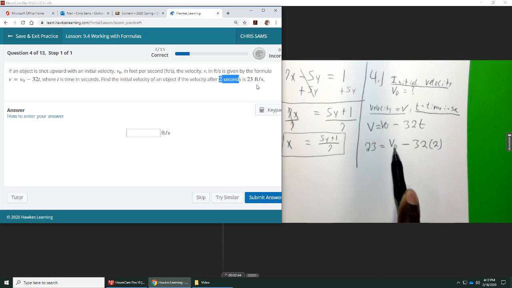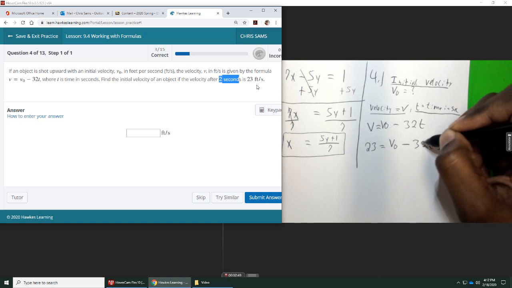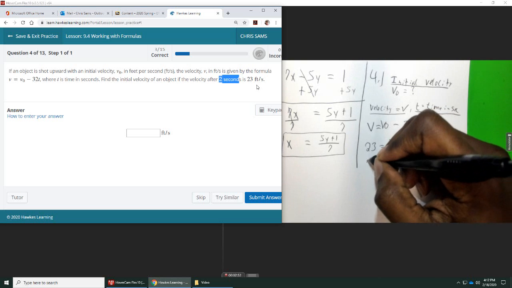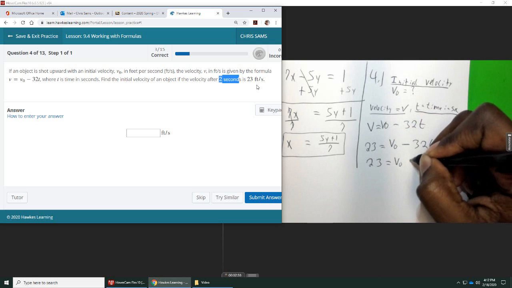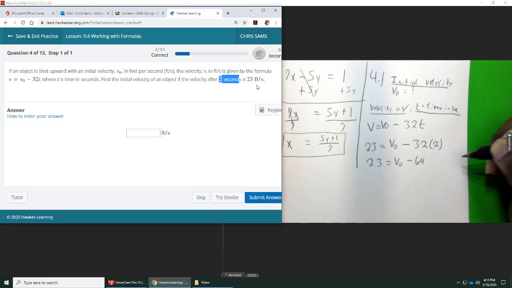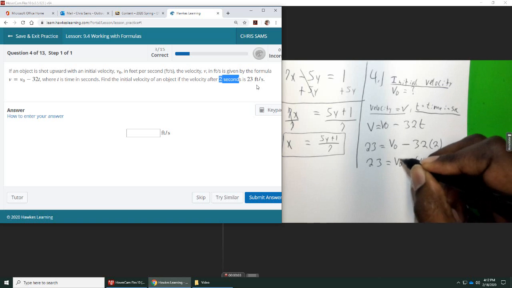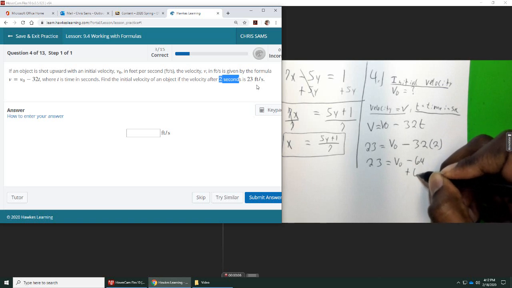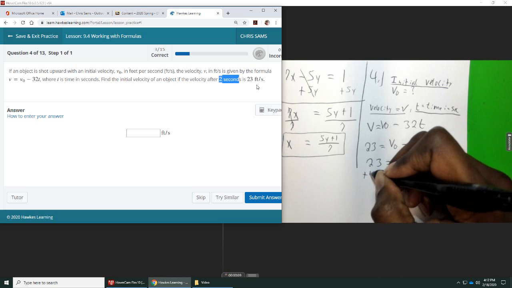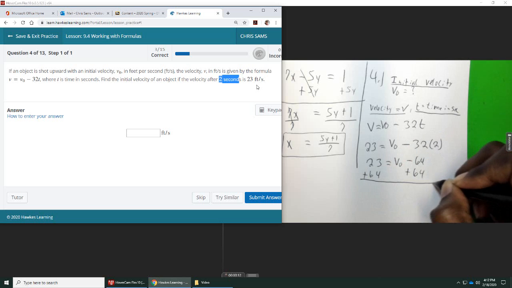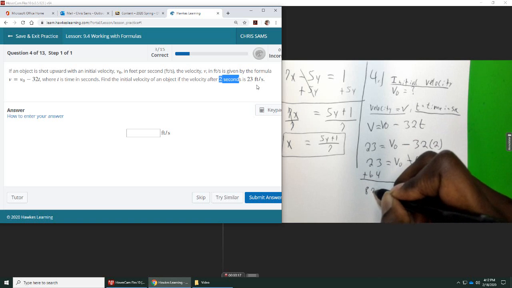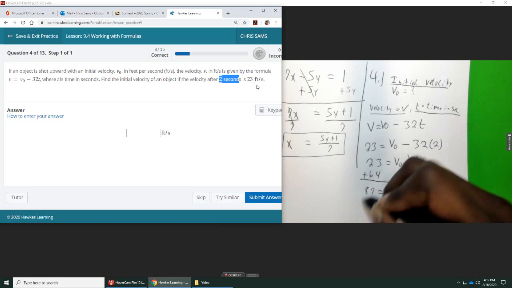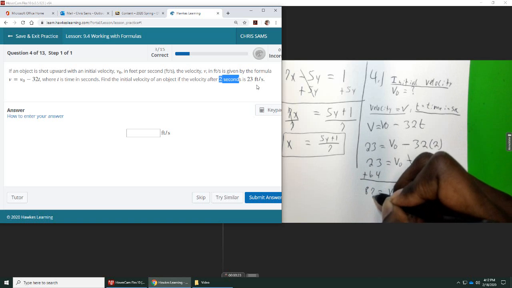We're going to solve and get v0 by itself. We're going to multiply first, 32 times 2. And we get 23 equals v sub 0, or v0, minus 64. And then to get v0 by itself, we will add 64 to both sides. This goes to 0, and we end up with 87 is equal to v0, or your initial velocity. This is in feet per second.